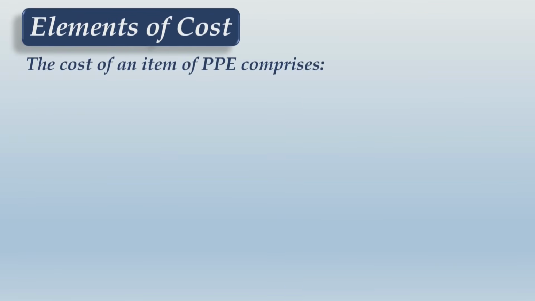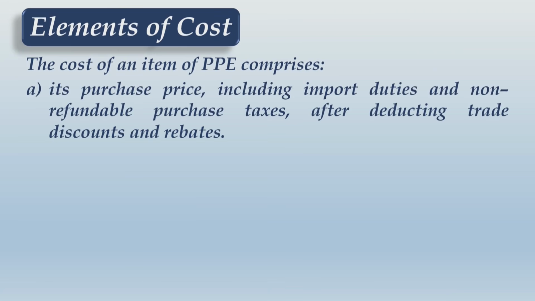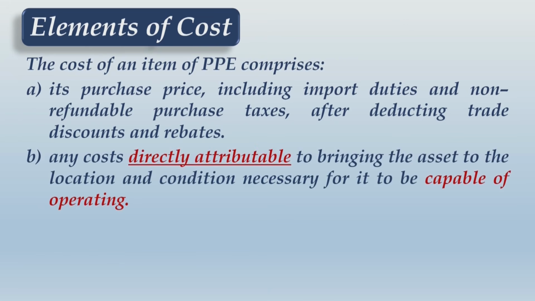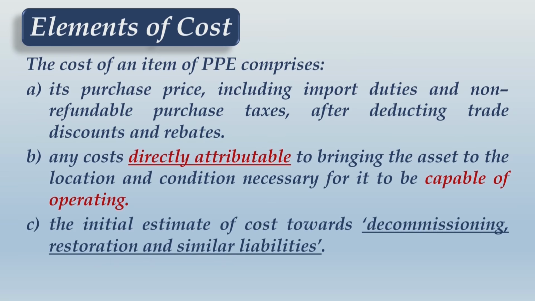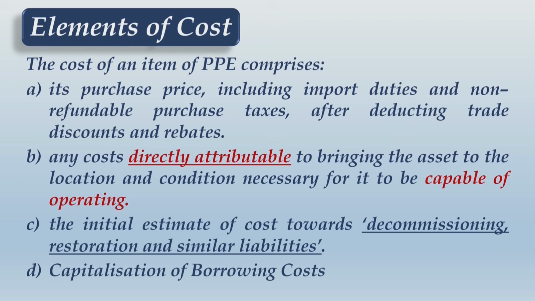Elements of cost. The cost of an item of PPE. PPE can be used as short form for property, plant and equipment. Comprises its purchase price, including import duties and non-refundable purchase taxes after deducting trade discounts and rebates, any costs directly attributable to bringing the asset to the location and condition necessary for it to be capable of operating, initial estimate of cost towards decommissioning, restoration and similar liabilities, and capitalization of borrowing costs.